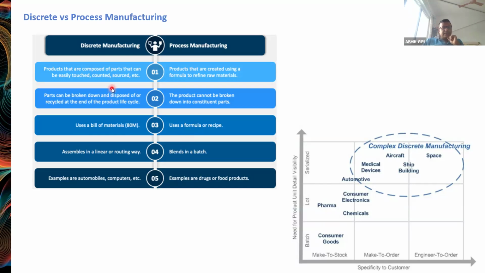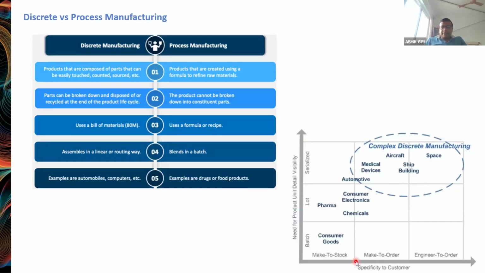In discrete manufacturing, it's composed of parts that you can easily count, while in process manufacturing, there is a certain formula. So discrete manufacturing uses a bill of material, and what a bill of material is, we will come to in a later slide. While process manufacturing uses a formula or recipe. Discrete manufacturing assembles in a linear routing way, while process manufacturing blends in a batch. Examples for discrete manufacturing are automobiles and computers. For process manufacturing, it's drugs or food products.